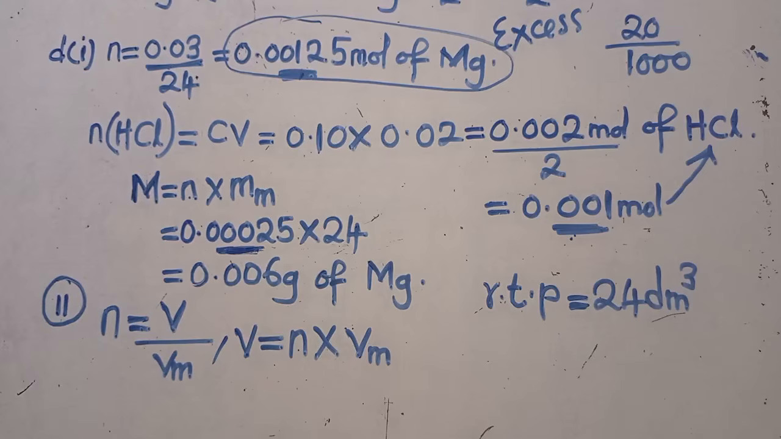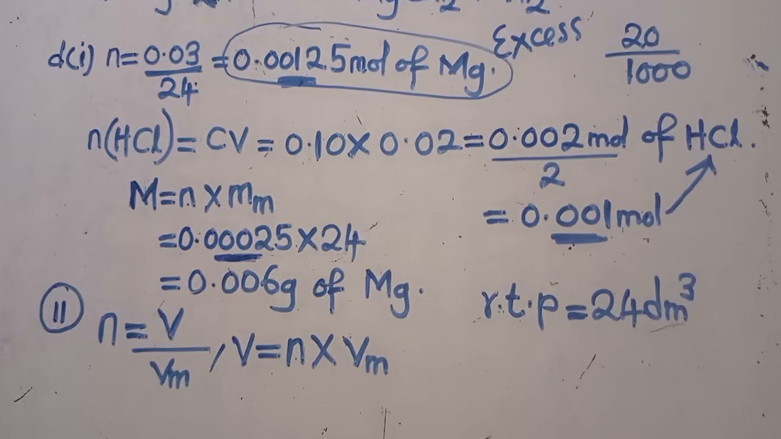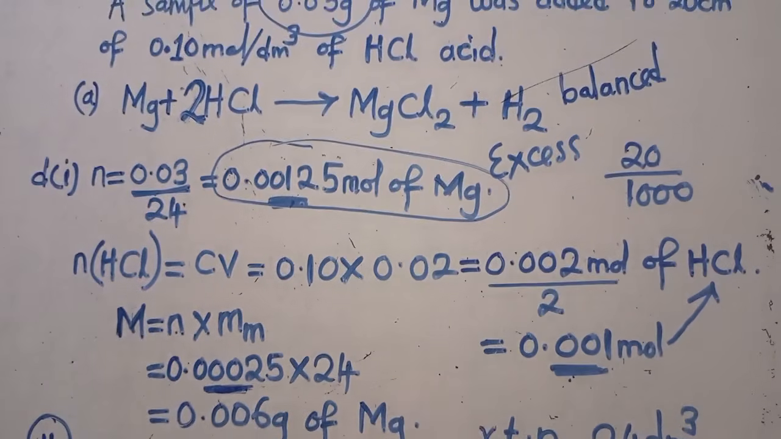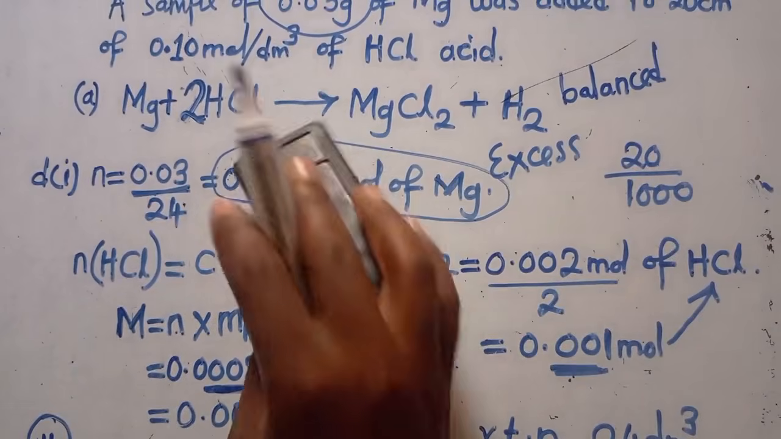So the question that I have for you here is, what do we want to find now? The number of moles. We want to find the number of moles for hydrogen. How do we find the number of moles for hydrogen? For us to be able to find it, this is what I'm going to do. I go back to the equation, since I'm done with this and I guess you've written this down.